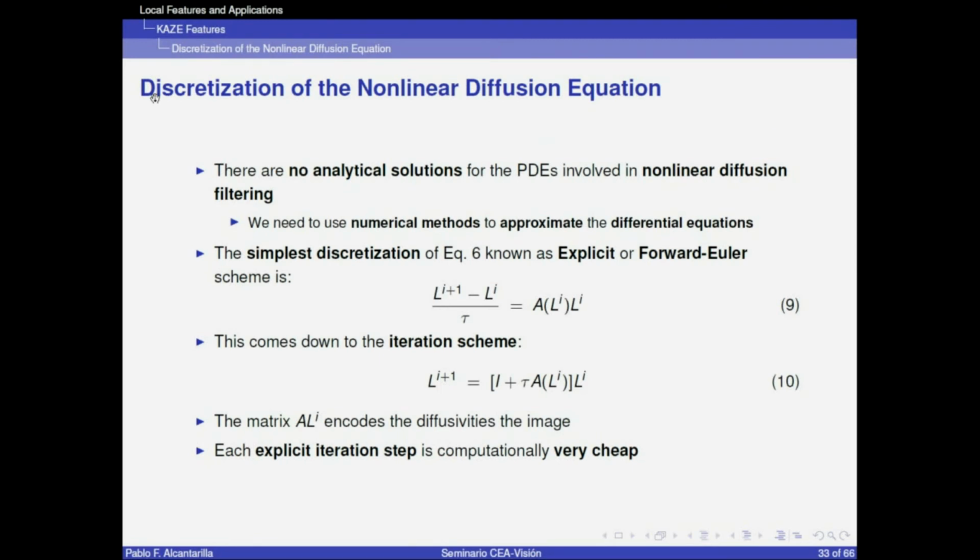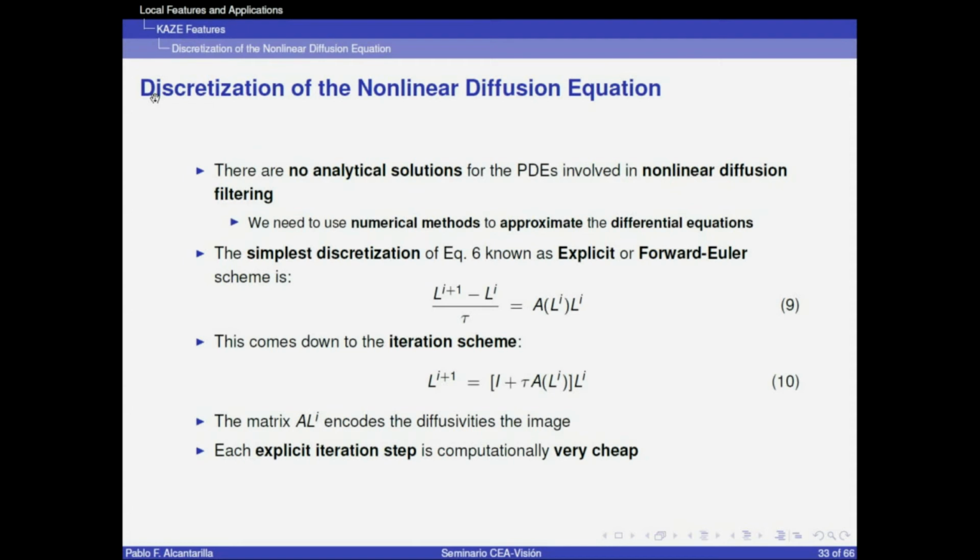Okay, so the nonlinear diffusion equation is a continuous process. If we want to perform nonlinear diffusion in our images, we need a mathematical framework to perform the discretization of this equation. The main problem is that there are no analytical solutions for the partial differential equations involved in nonlinear diffusion filtering. That means we need to use numerical methods to approximate the differential equations.